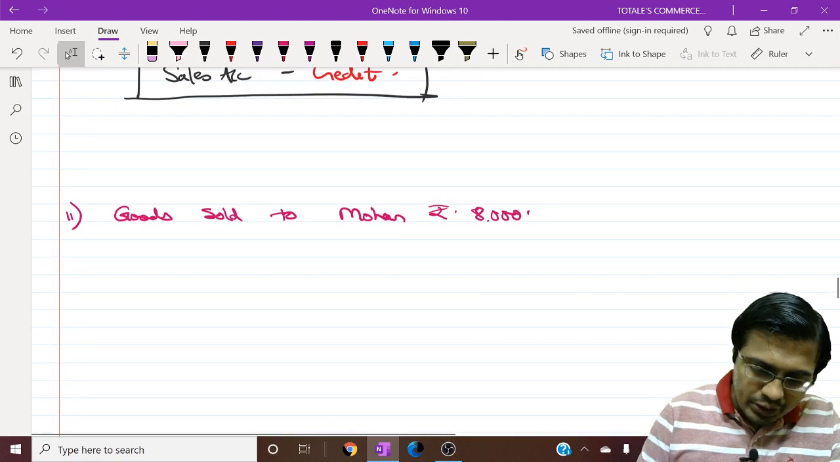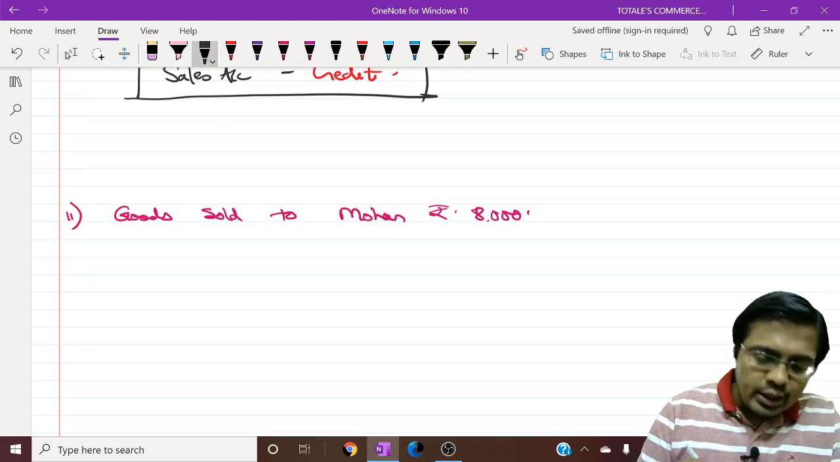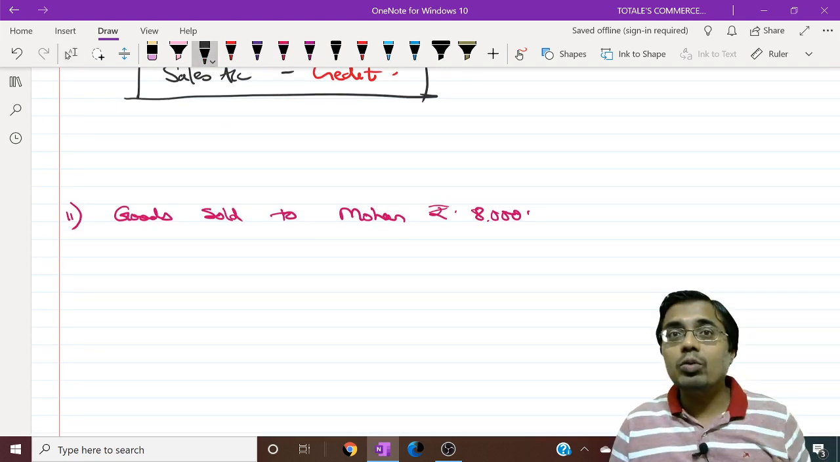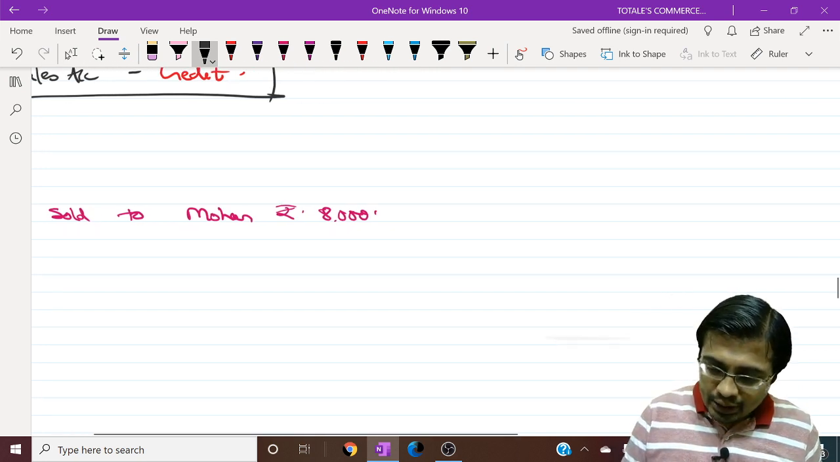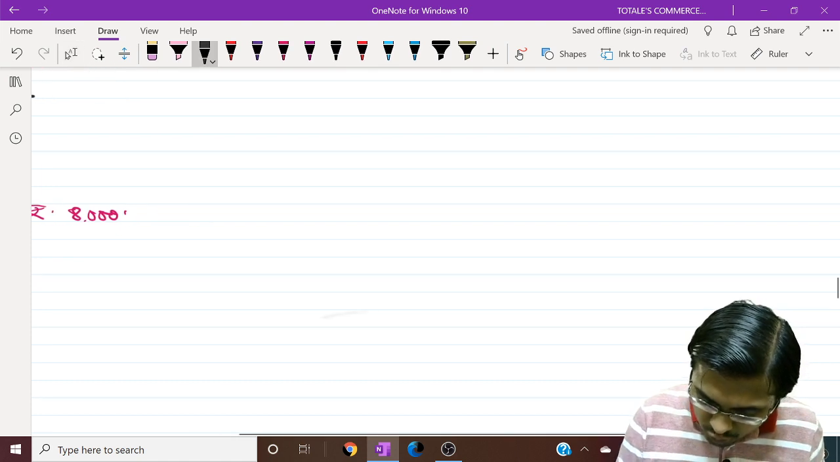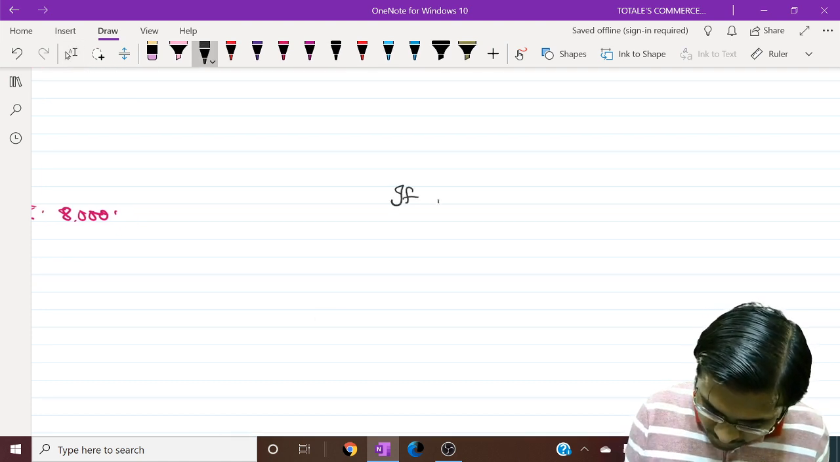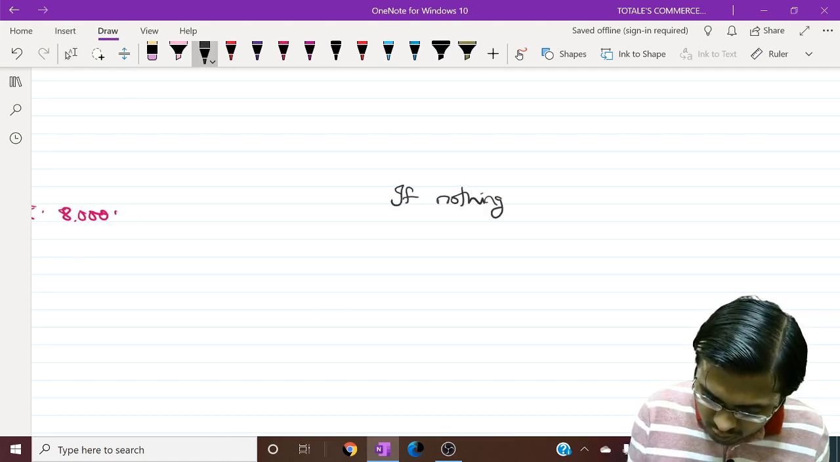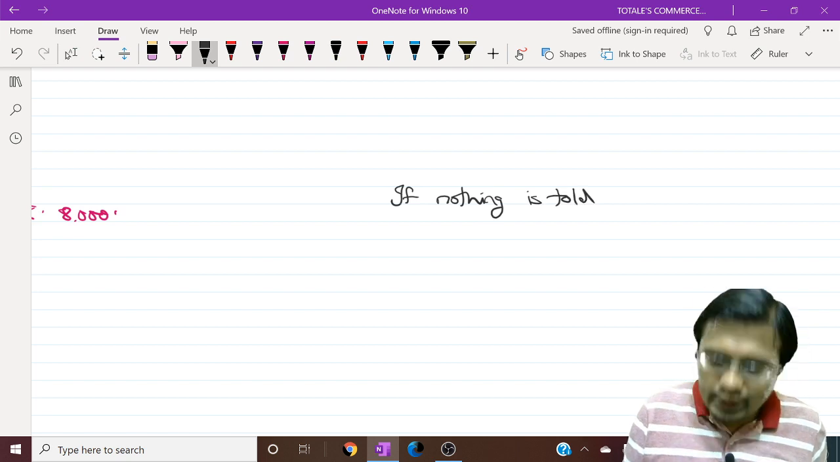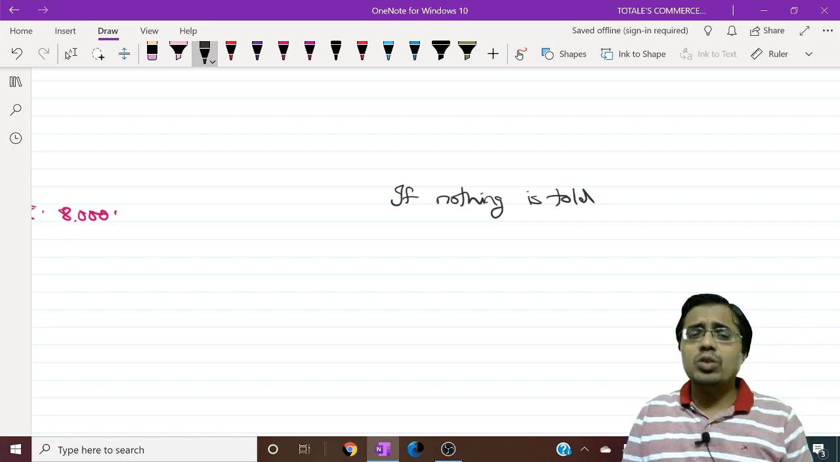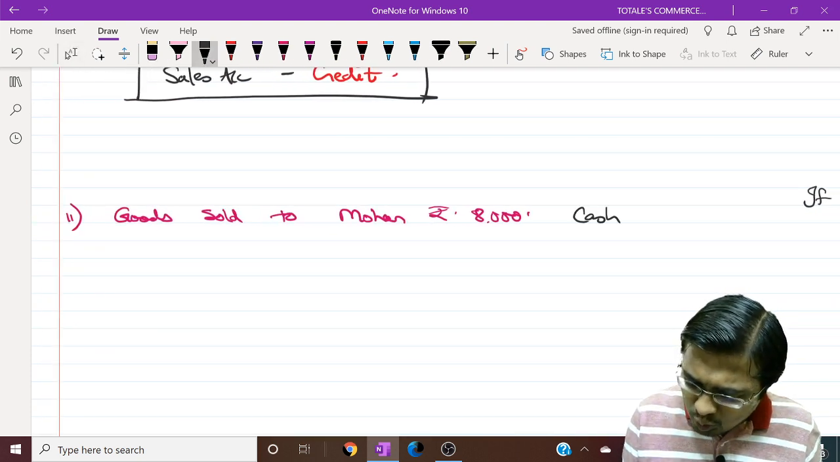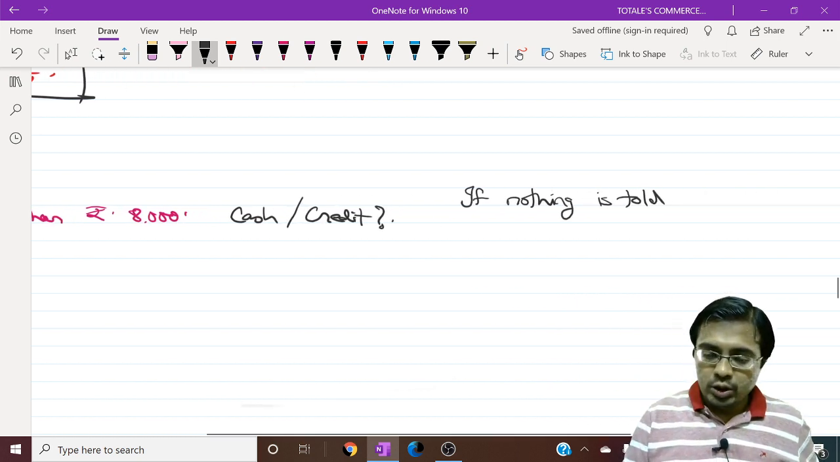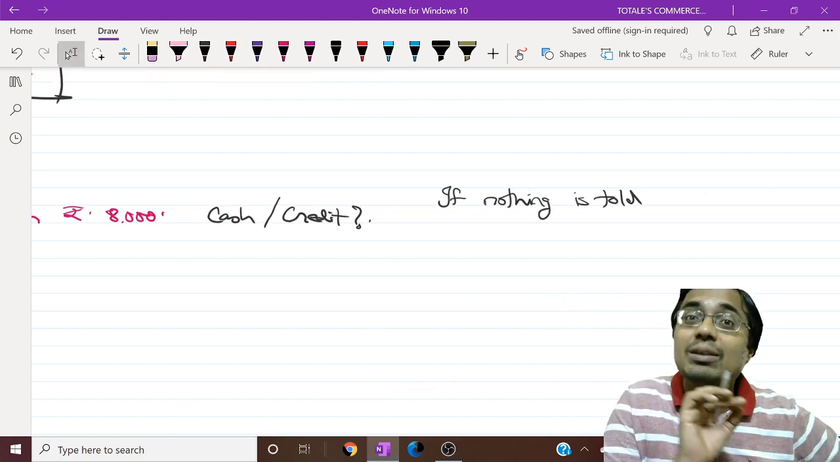Goods sold to Mohan, rupees 8,000. Okay. Now I want all of you to write down a rule, my friends. This is something important that you need to write down today. If nothing is told, then how do we decide whether it is a cash transaction or a credit transaction? Looking at this sum, goods sold to Mohan, we have not been told whether this is a cash transaction or a credit transaction. So we have a doubt. So how to solve this doubt? It is based on an assumption.